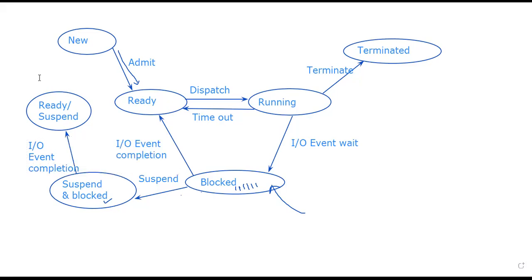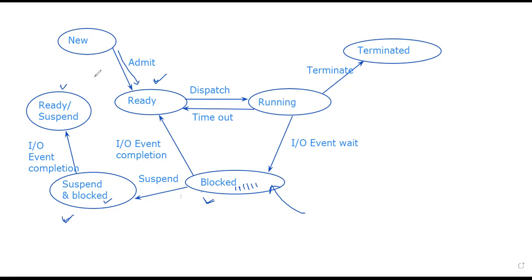Now if you see the block state and suspend and block state, almost both of these are the same. The difference is the block is in the random access memory, the primary memory. The suspend and block is in the secondary memory. That's the difference. And if you consider the ready state and ready suspend state, these two are also almost the same. The difference is the ready state is in the primary memory and ready suspend is in the secondary memory.